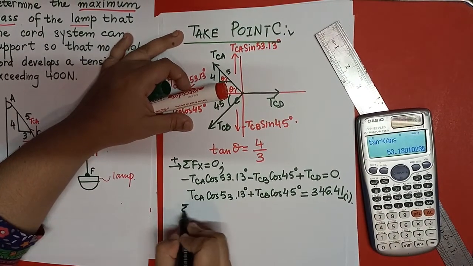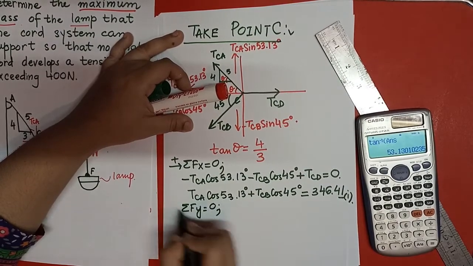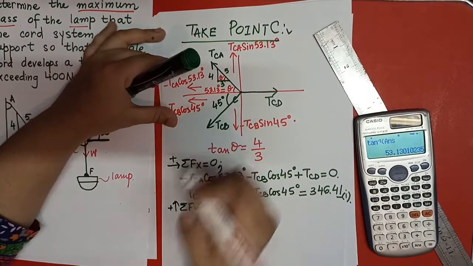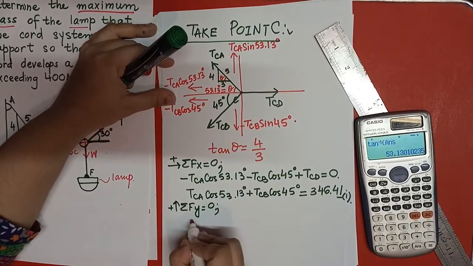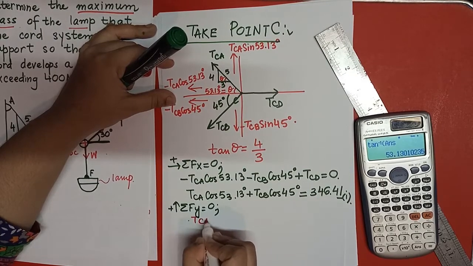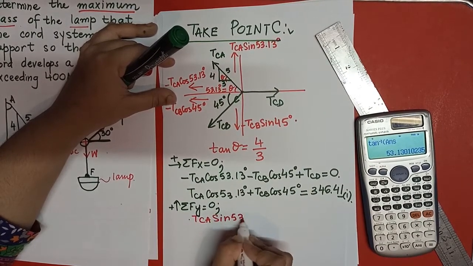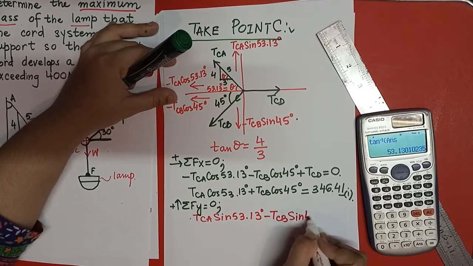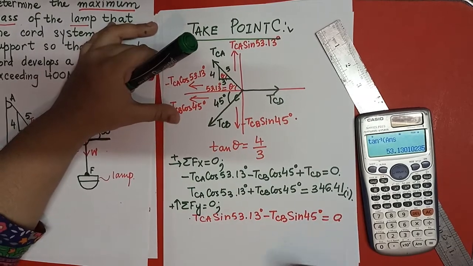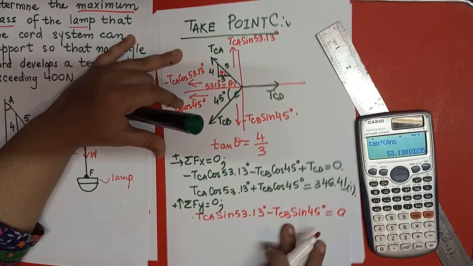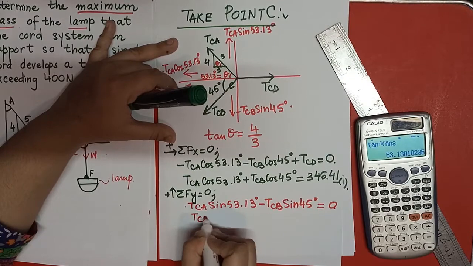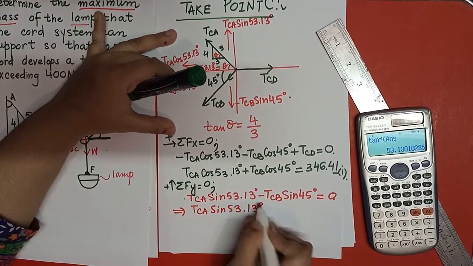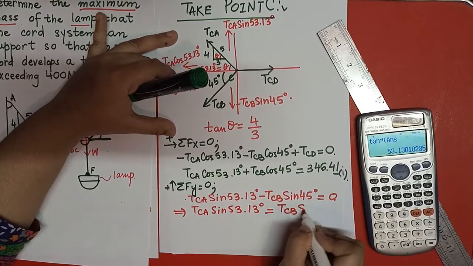Now I have to sum up vertical forces here. So how can I sum up? There are only 2 forces acting at the y-axis. So I have to write down, TCA sine 53.13 degree, and this is minus TCB sine 45 degree equals to 0. So I have to take out TCA in terms of TCB. So how can I take it out? TCA sine 53.13 degree is equals to TCB sine 45 degree.